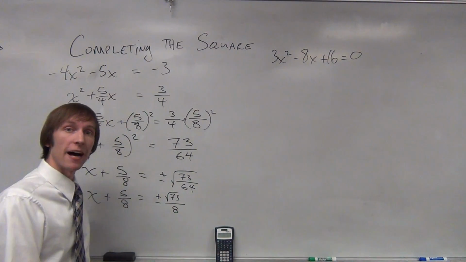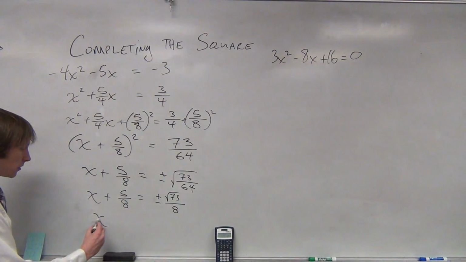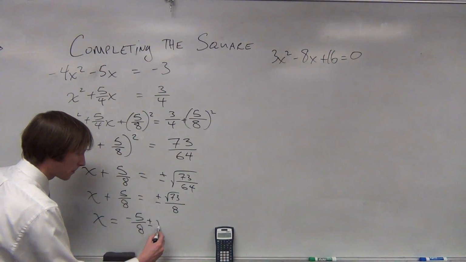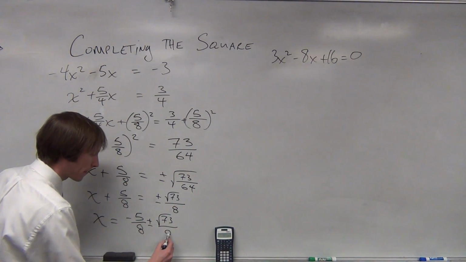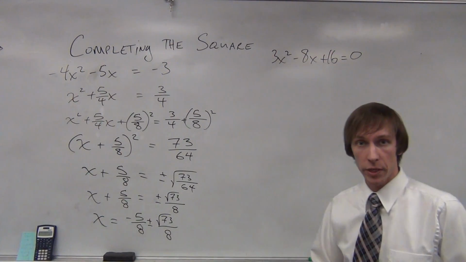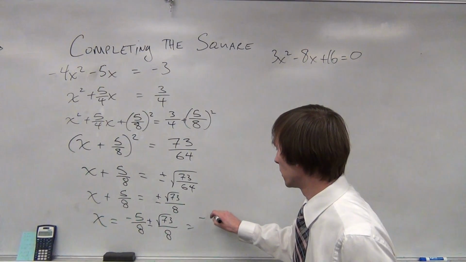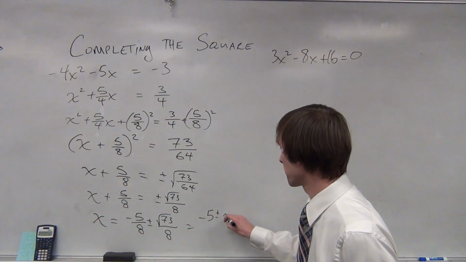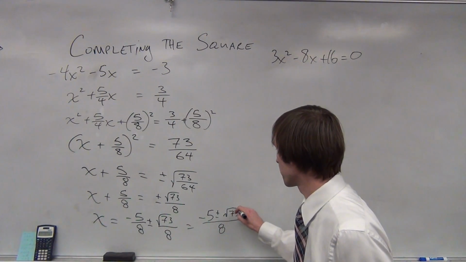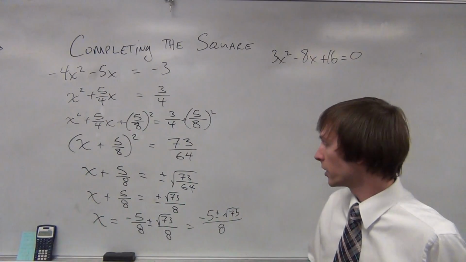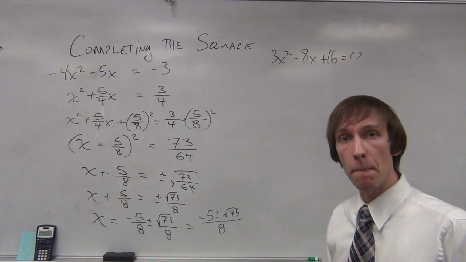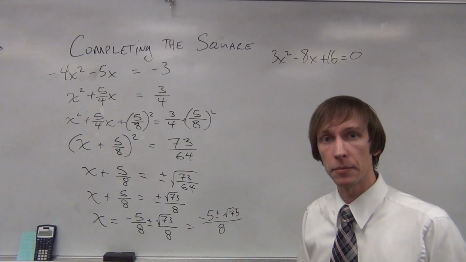And now we will subtract 5/8 from both sides. These fractions have a common denominator, and so we can combine them. And this gives us both solutions. Negative 5 plus the square root of 73 divided by 8, and negative 5 minus the square root of 73 divided by 8.